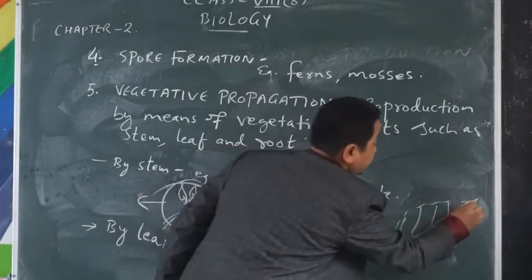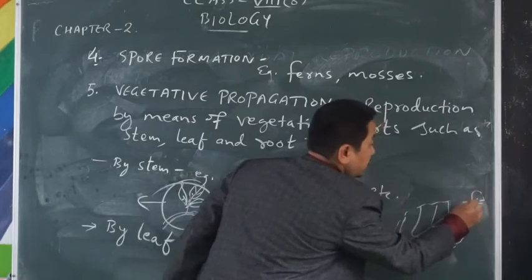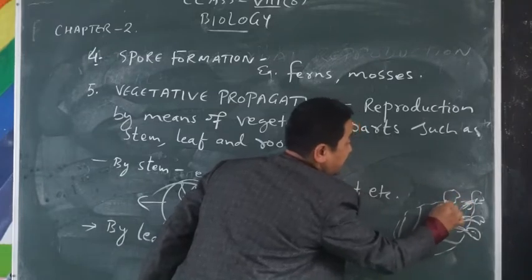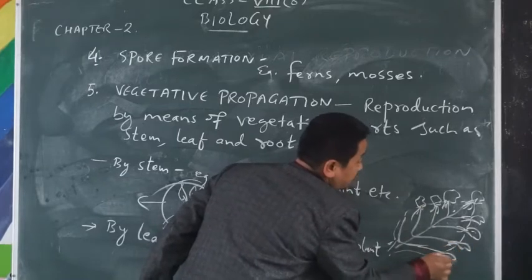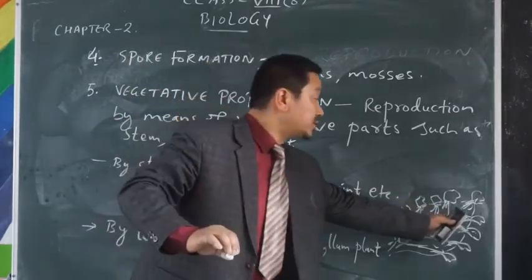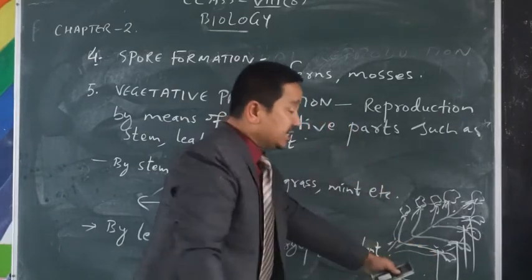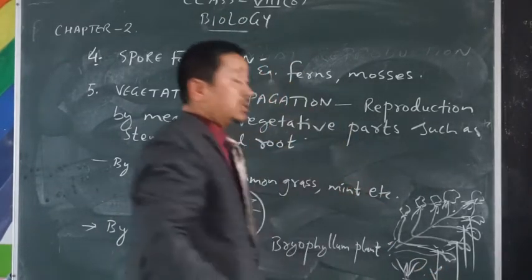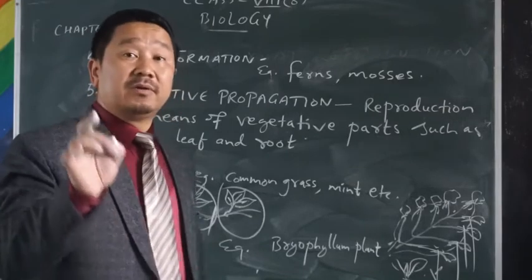So it's like this. From every node of the margin, the new buds are formed like that. From every node of the margin, the new bud is formed. Then this bud, whenever it has enough roots in it, will fall off down there. If the place down there is very fertile, they will grow into a new plant. So that way the reproduction can be seen in this particular type of plant called bryophyllum by means of leaves.